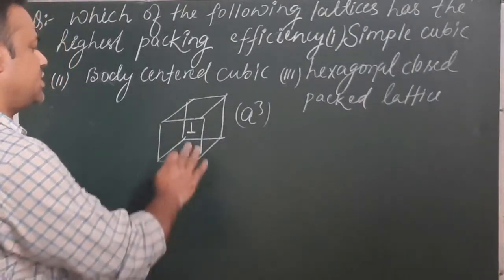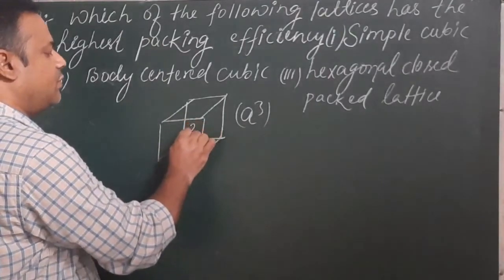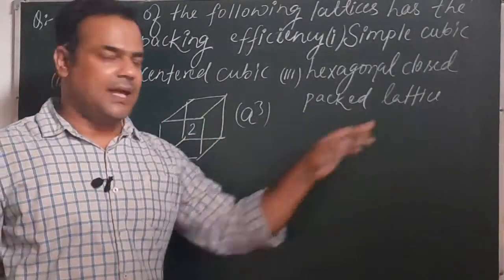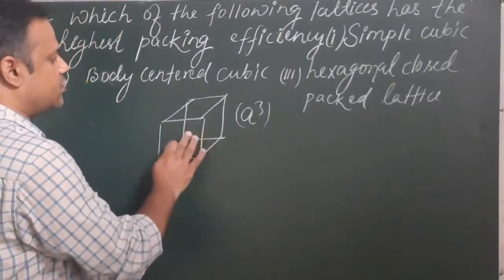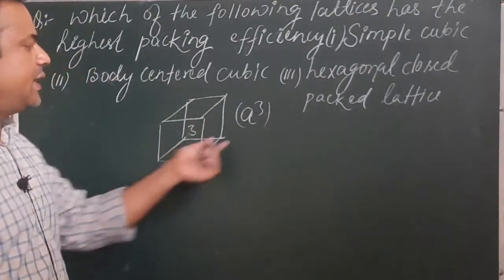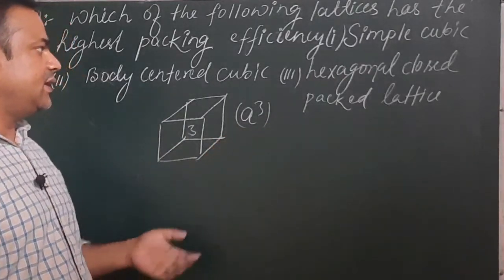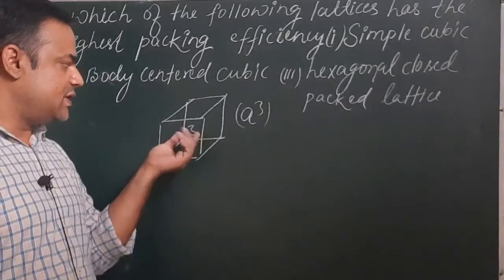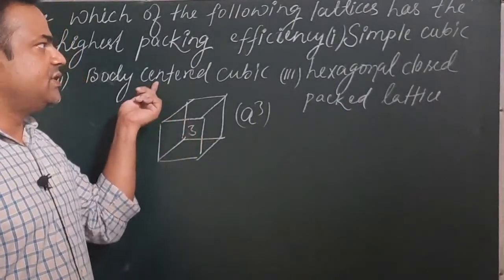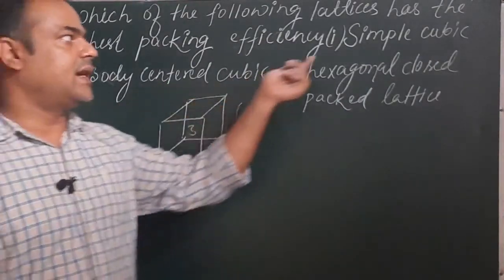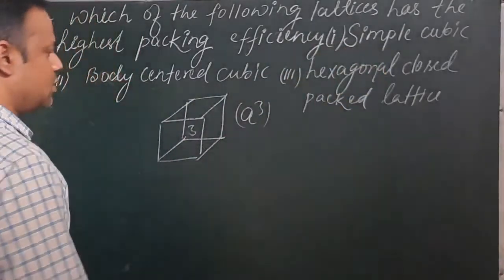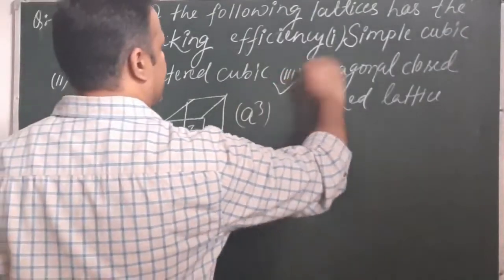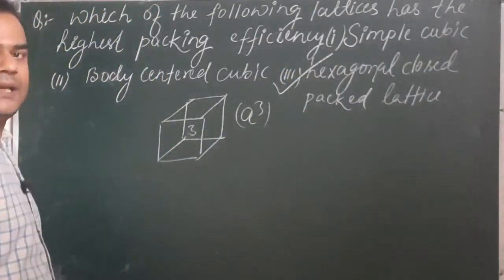If we come to BCC, then the total number of constituent particles will be 2, and hexagonal closed packed lattice means FCC, the total number of constituent particles will be 3. Now we have a certain volume, and you can see that in HCP 3 constituent particles are occupying. So obviously it is more packed than BCC, and BCC is more packed than SCC. So we can answer that the highest packing is in the hexagonal closed packed lattice.